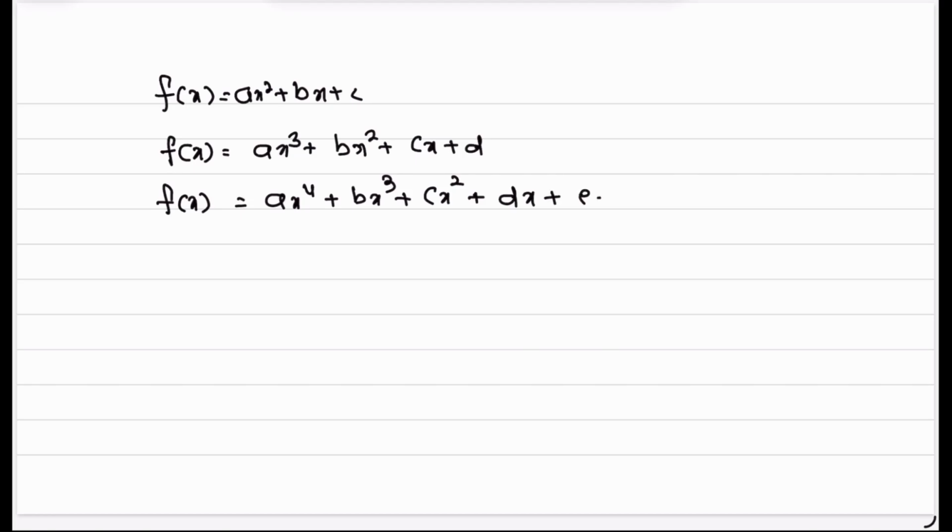Don't worry about a, b, c, d, e values. They can be 0, they can be negative, they can be positive, they can be anything. These are all arbitrary constants. Function x. Now, these are all polynomial. These polynomial curves we will be detailing in the next class.